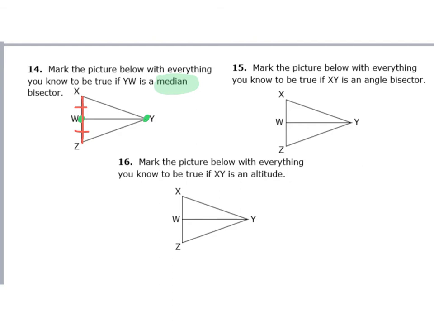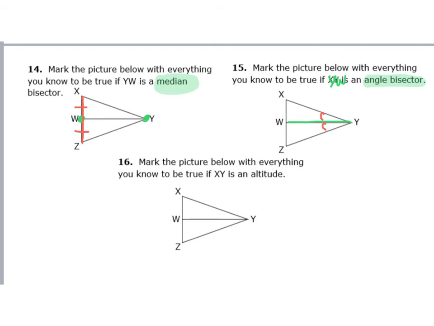Okay? Number 15 says I have an angle bisector. The only thing I know about an angle bisector is that it bisects an angle, cuts an angle into two equal halves. So it says XY on this one, but it means YW. Okay? So if this is an angle bisector, then it's cutting an angle into two equal pieces. Okay? And that's, again, the only thing I can mark in this picture. That's all I know to be true. Okay? And then on the last one, again, it should say YW. Sorry for that typo.